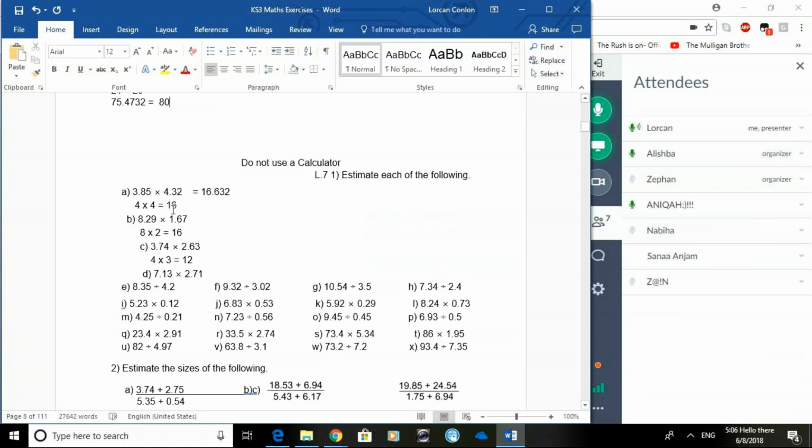Right, so we looked at these first few examples, and basically what we do is we round the number to one significant figure. So what I've done there is 3.85. So 3.85 rounded to one significant figure gives us this 4, and 4.32 rounded to one significant figure also gives 4. So to estimate this, we do 4 times 4, which is 16. So that gives us a good estimate of the answer. So if you were asked to estimate something like this, or the other few that we talked through, you would do it in that way.